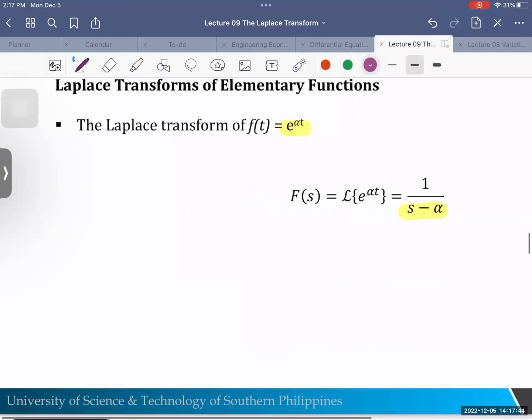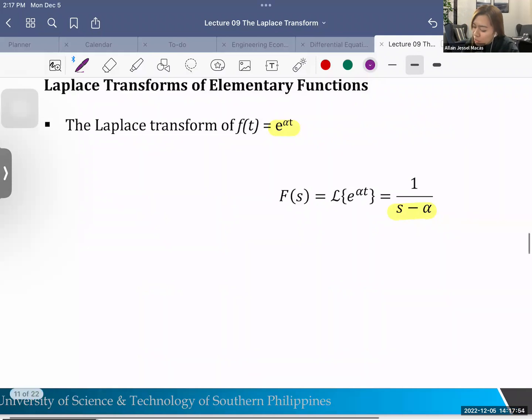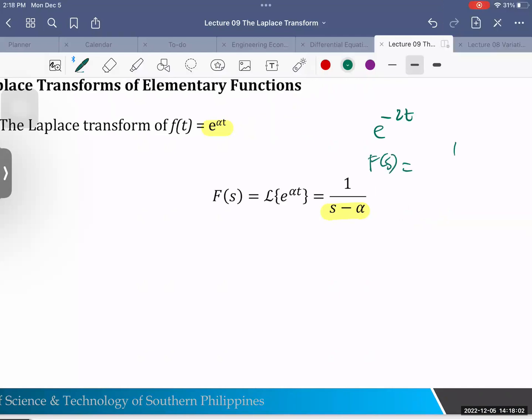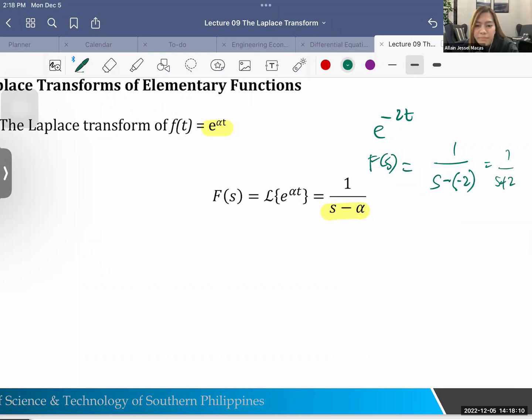Excuse me, ma'am, I have a question. Yes, what is your question? Must this alpha in the exponential always be positive, ma'am? It can also be negative. For example, if we have e to the negative 2t, what is your f of s? It is 1 over s plus 2, since it is minus negative 2.